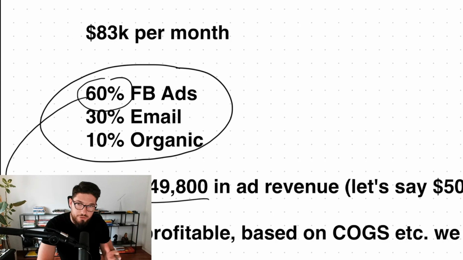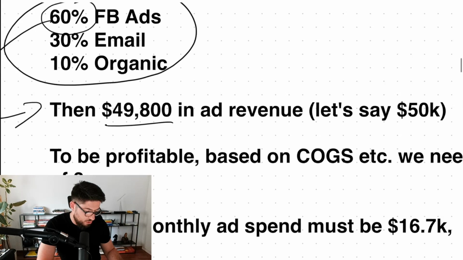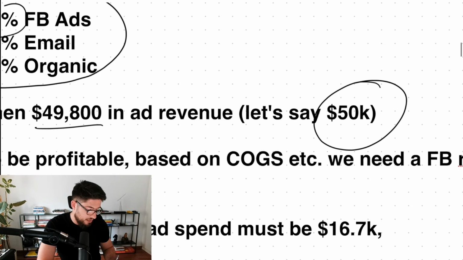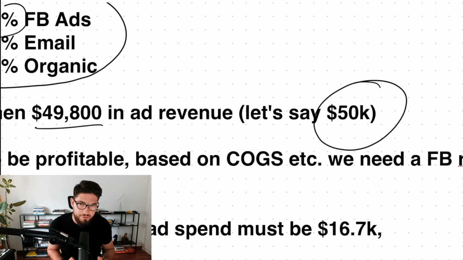$49,800 will come from Facebook ads. Ad revenue is gonna be $49,800. So for the example, we're gonna say 50K. Okay, now it's a little bit more simple. We went from $1 million per year to 50K ad revenue per month.